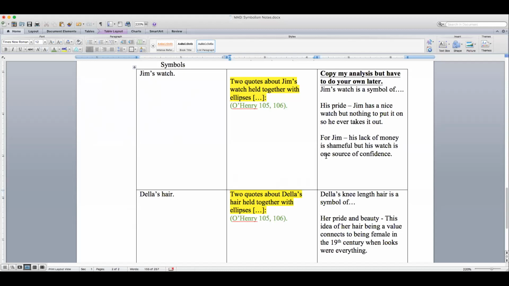What you see now on the screen, hopefully, is Jim's watch. Della's hair is the first column. Then you'll find 2 quotes about Jim's watch and 2 quotes about Della's hair. And each of those quotes you'll glue together. So maybe the first sentence is like, Jim's watch was super gold and golden. And the second sentence is like, and his ancestors gave it to him.